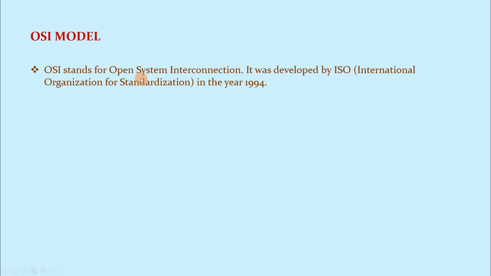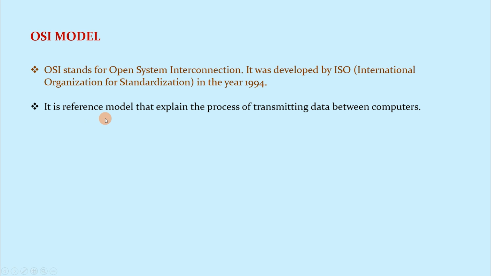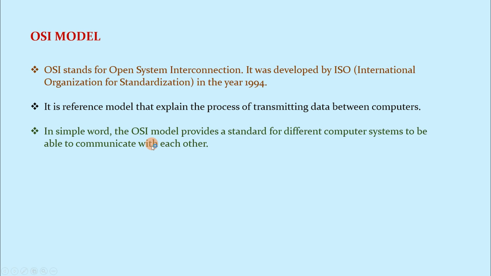Now, the OSI model. OSI stands for Open System Interconnection. It was developed by ISO, the International Organization for Standardization, in the year 1994. It is a reference model that explains the process of transmitting data between computers. In simple words, the OSI model provides a standard for different computer systems to be able to communicate with each other. The OSI model is a reference model, meaning it is not used in real life.